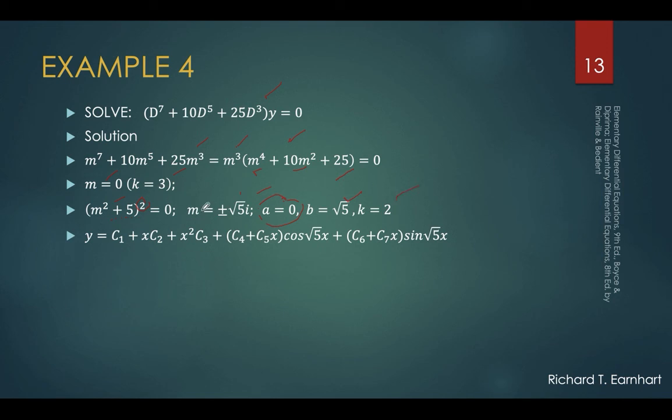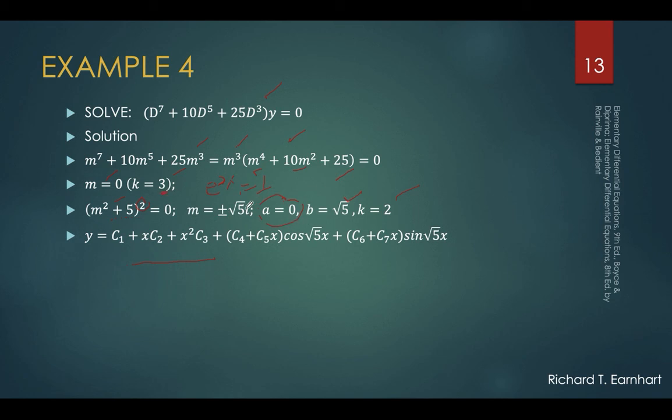So for 0, no exponential function. If m is equal to 0, e to the 0 will give you 1. So if you have m equals 0, you only get polynomials: c1 plus x c2 plus x squared c3. So up to x squared only, because it has multiplicity of 3.